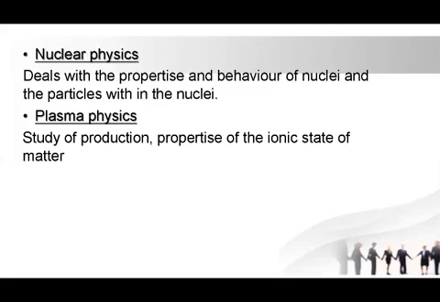Sun exists in plasma state. Sun is not in solid form, neither it is in liquid form, neither it is in gaseous form, it is in plasma state. The study of production and properties of the ionic state of matter is called plasma physics. So in plasma physics, we study production and properties of the ionic state of matter. Ionic state of matter means when an atom loses its electron, this state of matter is called plasma. You can get another definition from this also, that the ionic state of matter is called plasma.